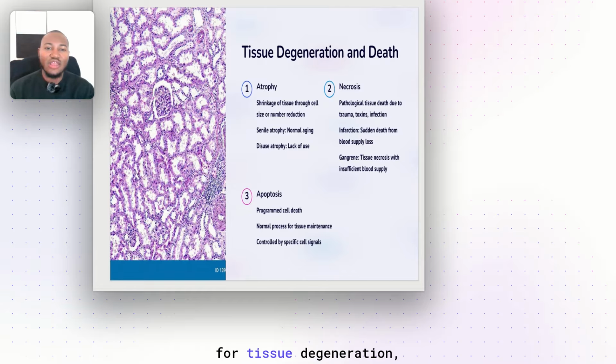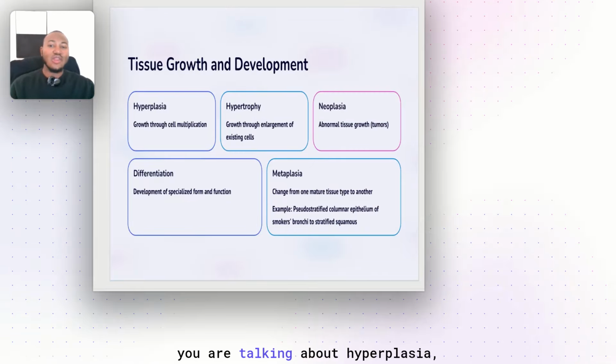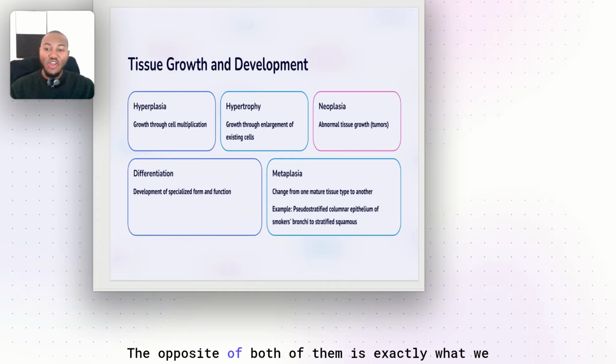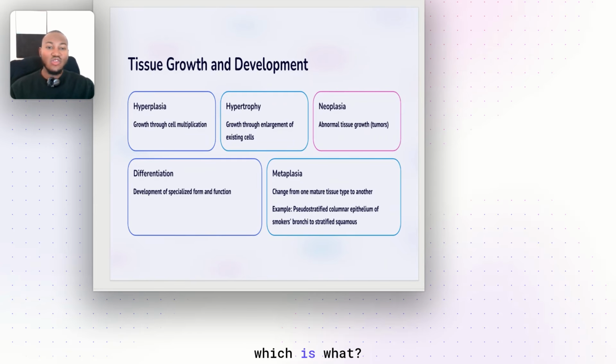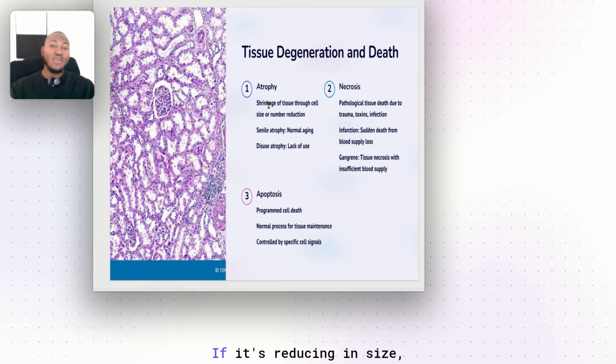So remember, for tissue degeneration, we have atrophy, we have necrosis, and we have what? We have apoptosis. But when you are talking about tissue growth, you are talking about hyperplasia, hypertrophy, neoplasia, differentiation, metaplasia. Neoplasia, metaplasia, they are usually bad, right? But these other ones are normal. And hyperplasia is multiplication, hypertrophy is enlargement, both of them are growth. The opposite of both of them is exactly what we discussed here, which is what? Atrophy, because atrophy is the opposite of both of them. If it's reducing in size, atrophy. If it's reducing in number, atrophy. All right? So it's very, very important for you to know this.